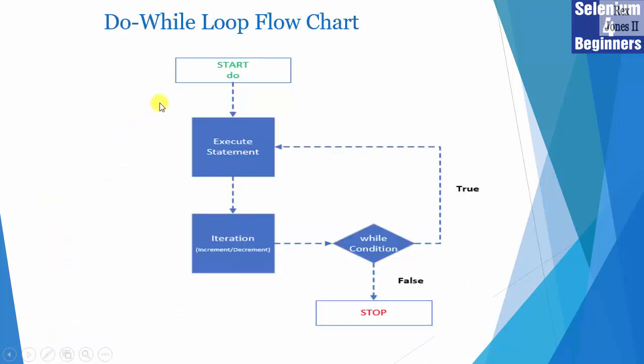The flowchart also shows keyword do and a statement. Statements automatically get executed once before an iteration. After the iteration increments or decrements a counter variable, we have our while condition. If the while condition returns false, then the program stops running, but it will keep running if the while condition is true. The do while loop continues executing, iterating, and checking the while condition until false is returned from the condition.